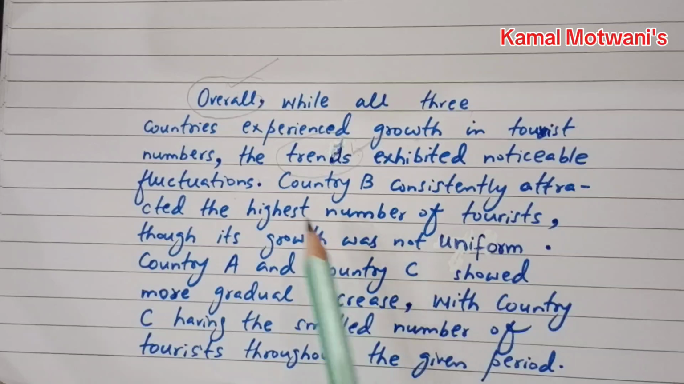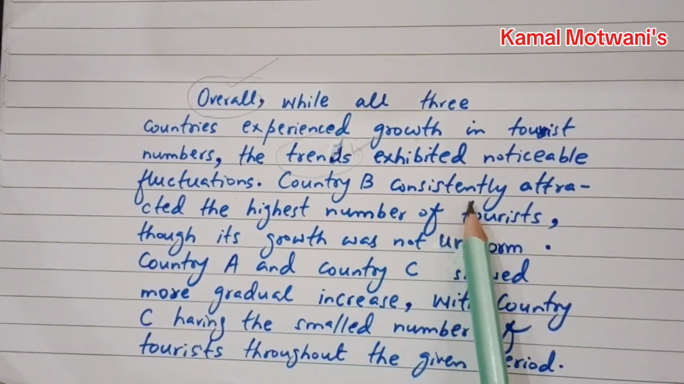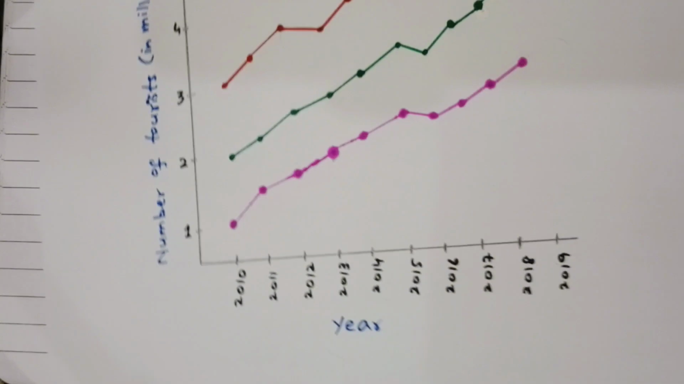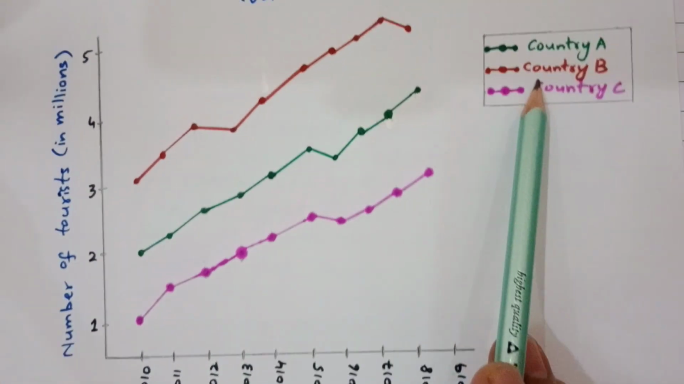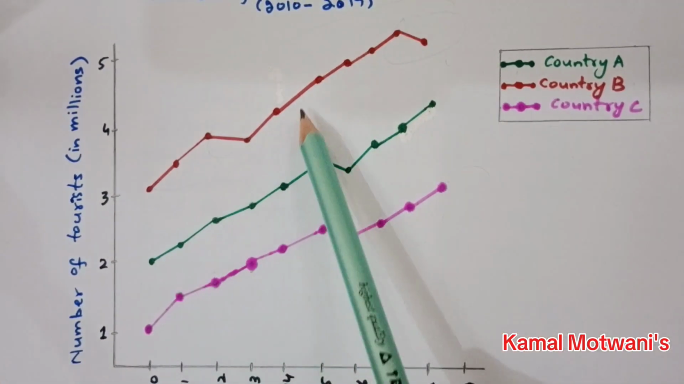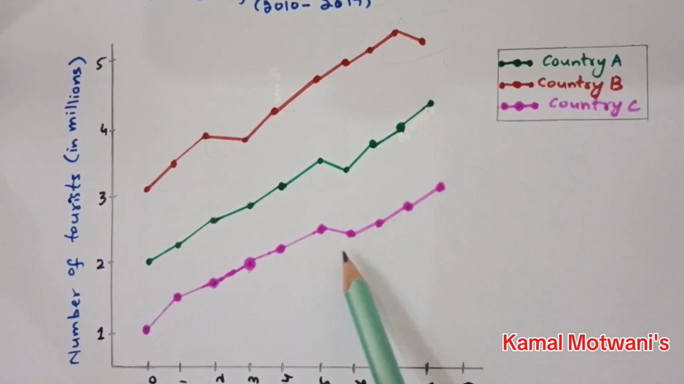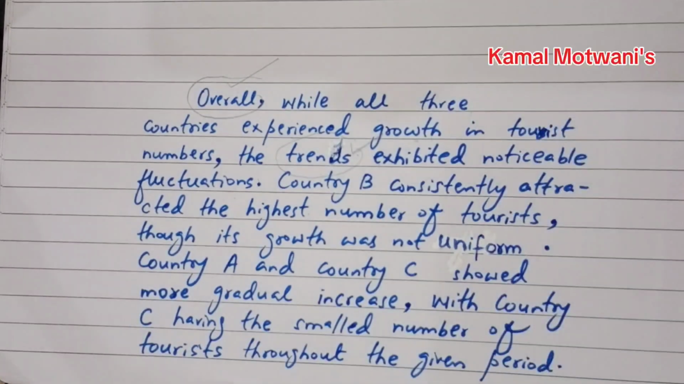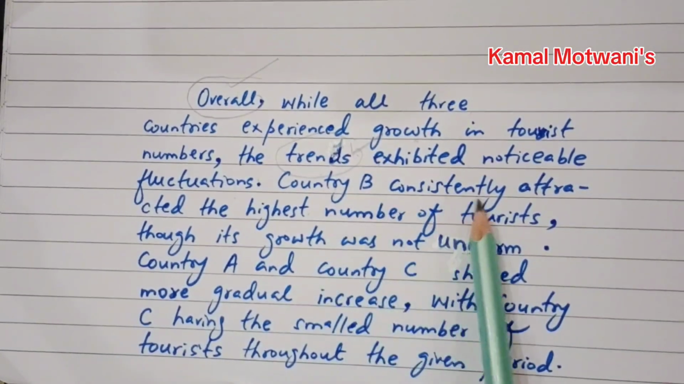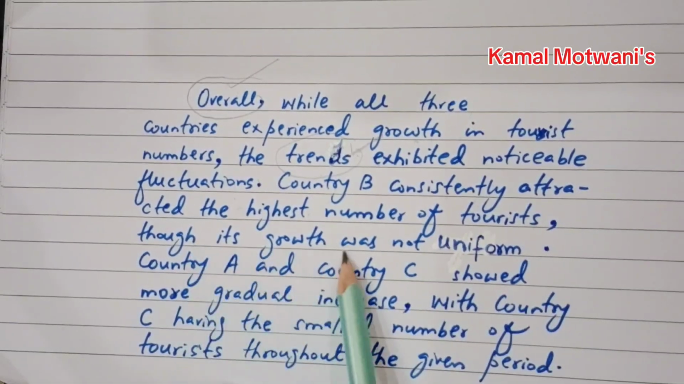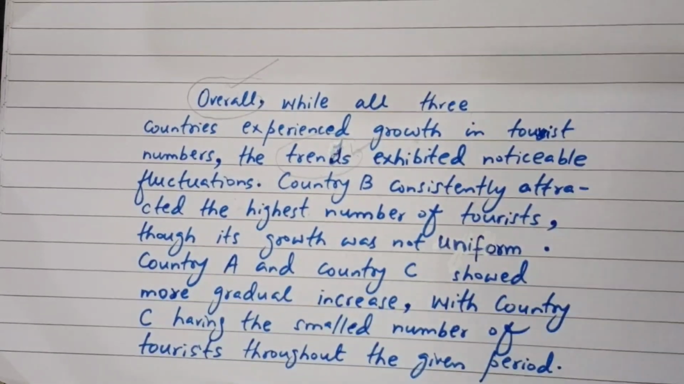Then, country B consistently attracted the highest number of tourists, as I already told you. This is country B, the red line, with the highest number of tourists, and the lowest number of tourists was the pink line, country C. While interpreting the graph, I had already explained it to you. So country B consistently attracted the highest number of tourists, though its growth was not uniform. Yes, it was not uniform.